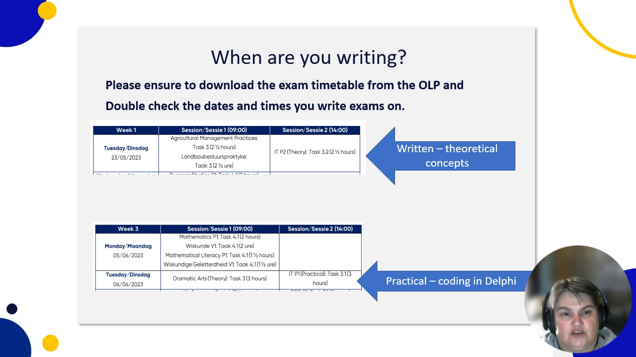Right. First of all, make sure when you are writing. Go to your OLP, to resources, to general, and download the exam timetable. Double check the dates and times you're writing an exam. You are doing your written exam first. So your written exam, paper 2, task 3.2 is being written first, and that is week 1 on Tuesday, the 23rd of May. Your practical exam, your paper 1, task 3.2 is being written second, and that is in week 3 on Tuesday, the 6th of June.